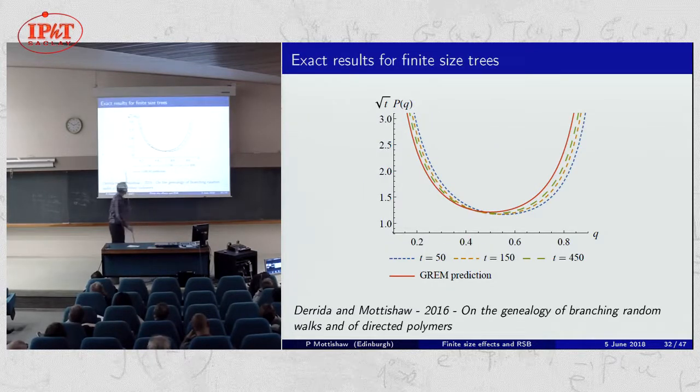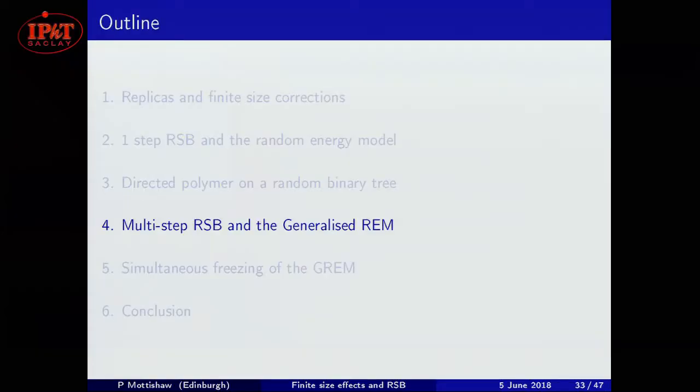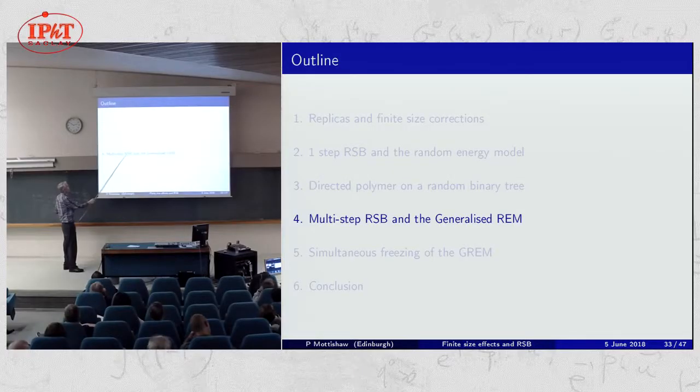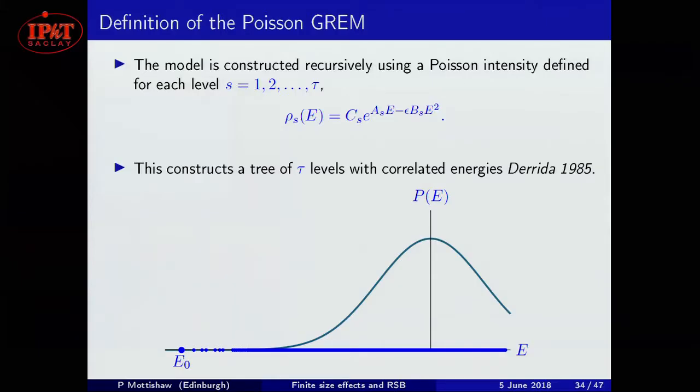So now what I want to do is talk about how we approach this. But I'll take a slight detour, an interesting detour, to talk first about the case where you're looking to go. We've talked about two models where you had one step of replica symmetry breaking. Now I'm going to talk about where you can actually add as many steps as you would like of replica symmetry breaking.